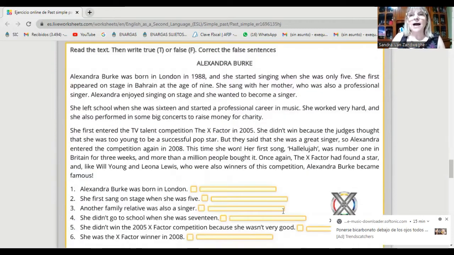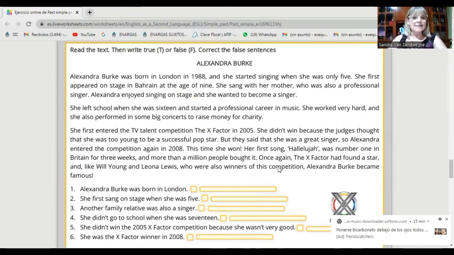¿Ok? Bien, esto es lo que van a hacer. Ahora sí, vamos al reading, ¿ok? Read the text, then write true or false. Correct the false sentences. Vamos a leer sobre Alexandra Burke, ¿ok?